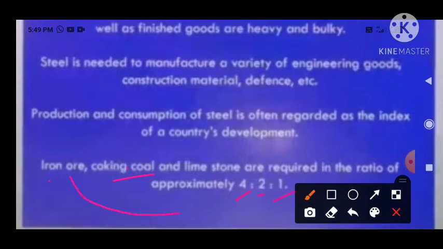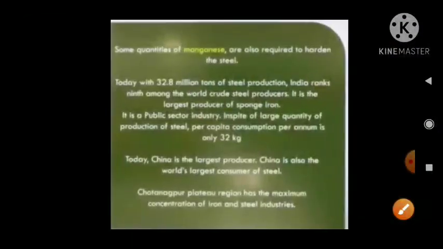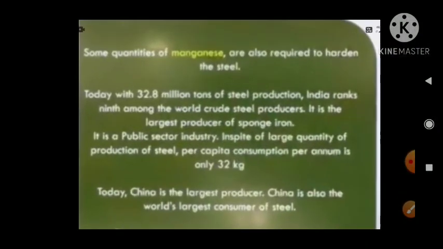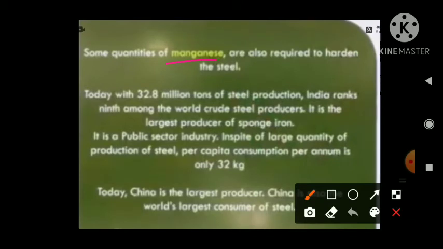Iron ore is about 4 parts out of 100, coking coal 2, and limestone 1, used in iron and steel industries. Some quantities of manganese are also required to harden the steel. That means, to increase the strength of steel, small quantities of the element manganese are used.